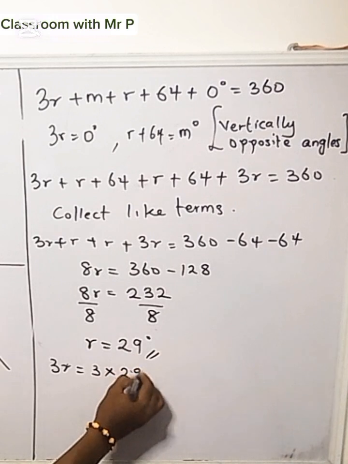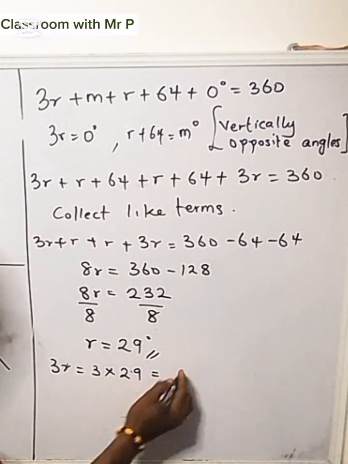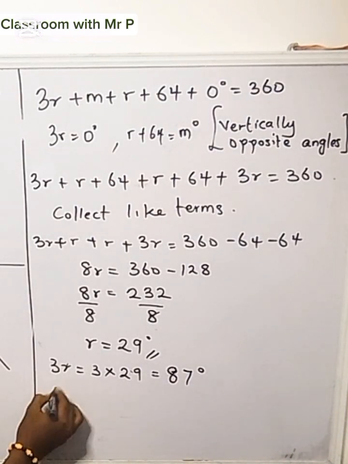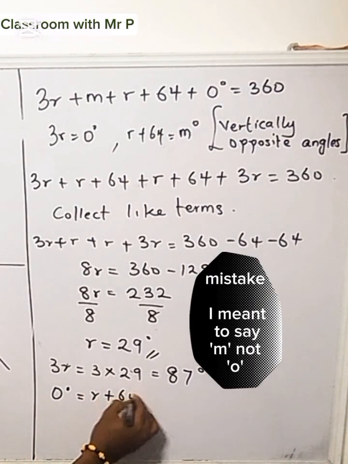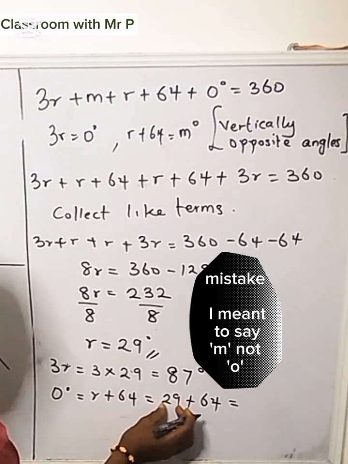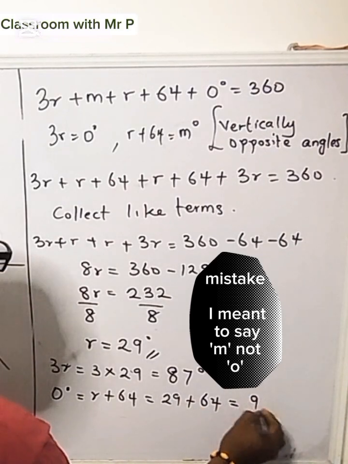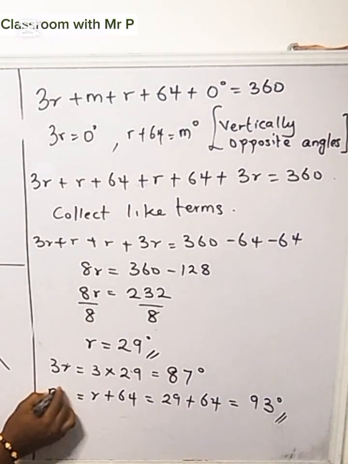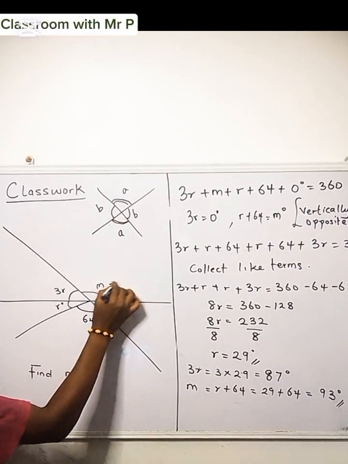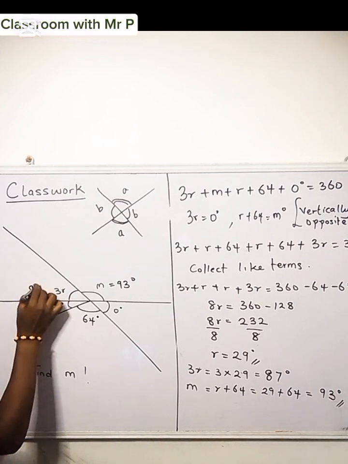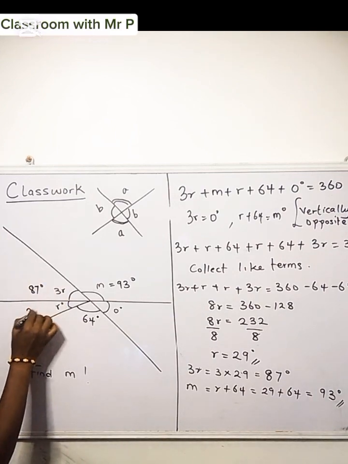That means that 3R is what? 3 times 29, which is 87. And M is R plus 64. That means it is 29 plus 64, which will give me 93. Sorry, this is not O, this is M. So what it means is that this M is 93, this 3R is 87, this R is 29.